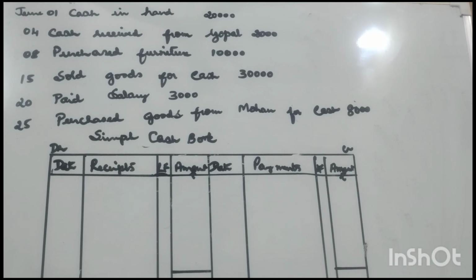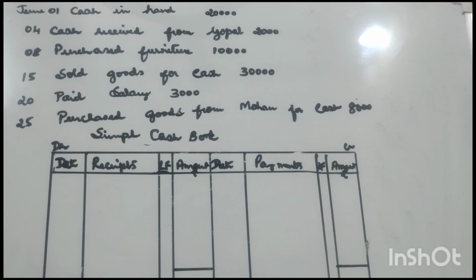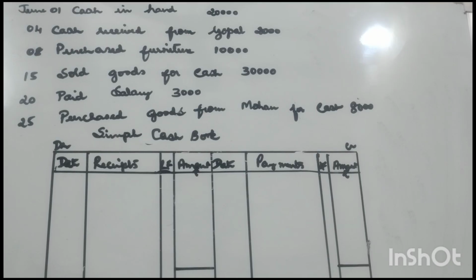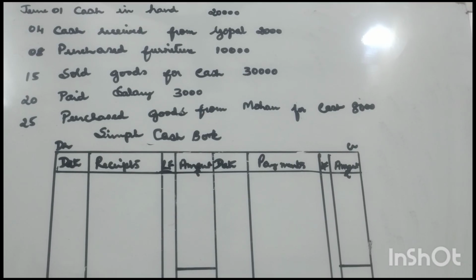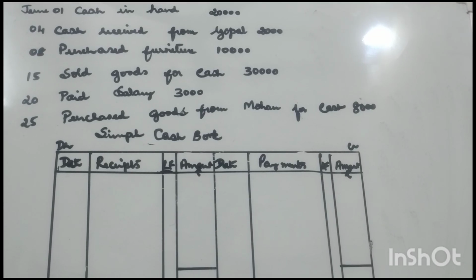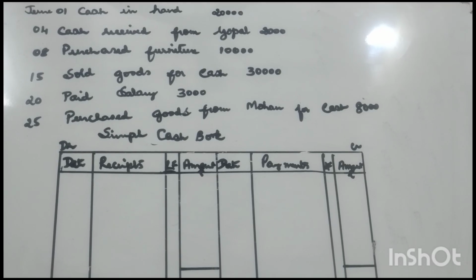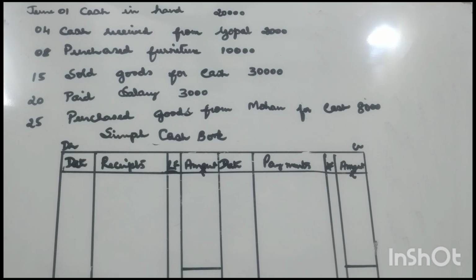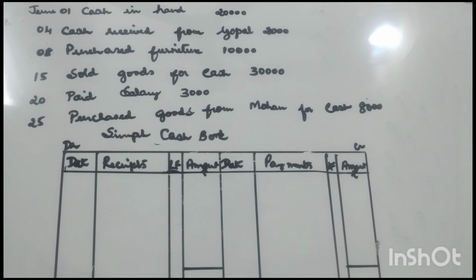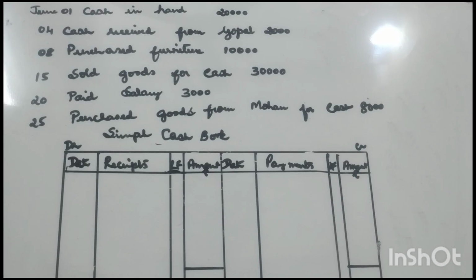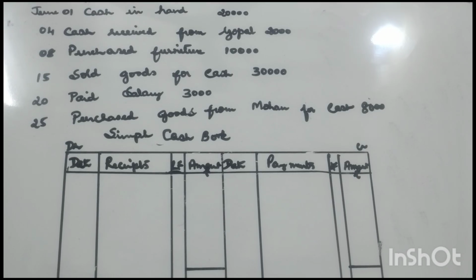June 4th, cash received from Gopal. So the firm has received cash. It is very important to understand whether the firm has received cash or whether the firm has paid cash. If the firm has received cash, then it has to be recorded under receipt side. If the firm has paid cash, then it has to be credited. It must be recorded under payment side.